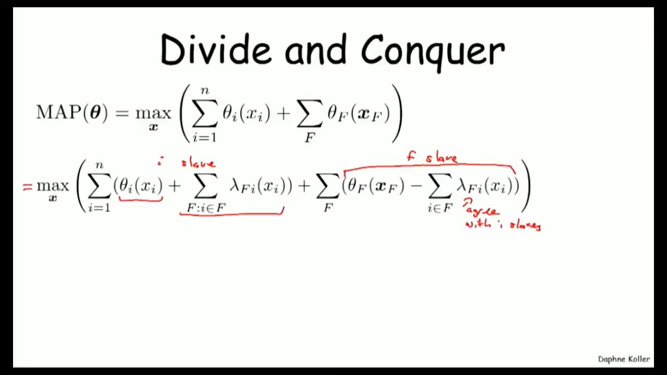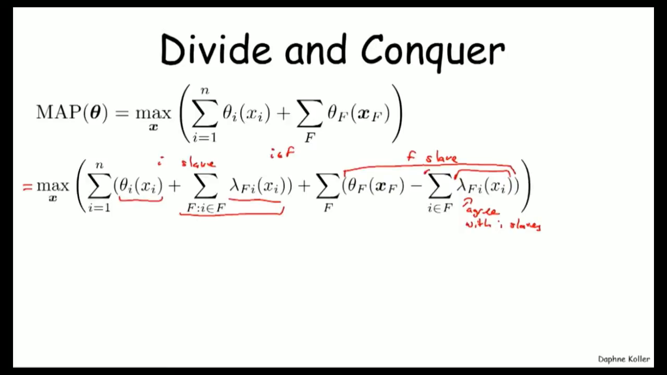Now, as written over here, let's convince ourselves that this expression is in fact equal to the first line. The reason is that here I add a term lambda fi of xi for I in the scope of f, and here I subtract that same expression over here. So each of these expressions, lambda fi, gets added in at I and subtracted out at f, and so they cancel out.